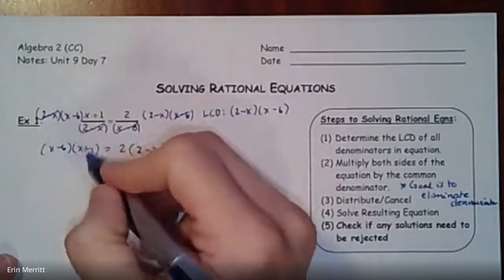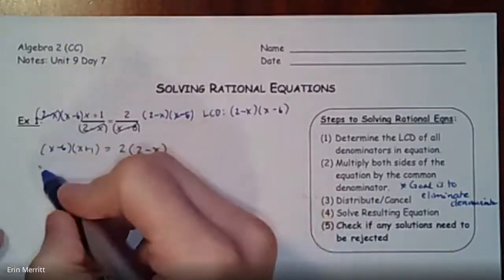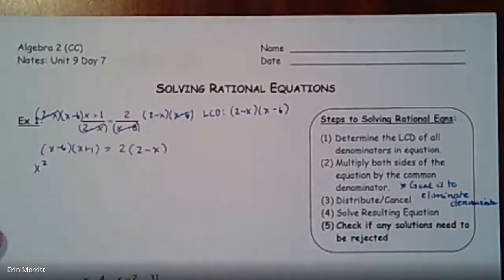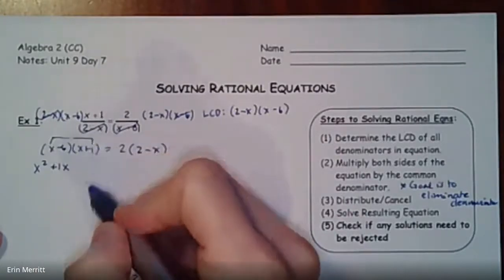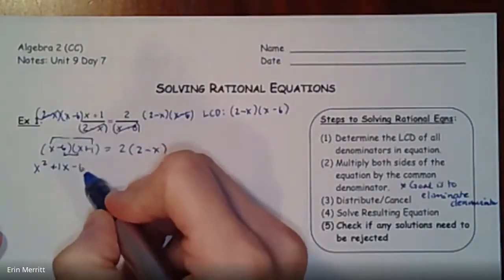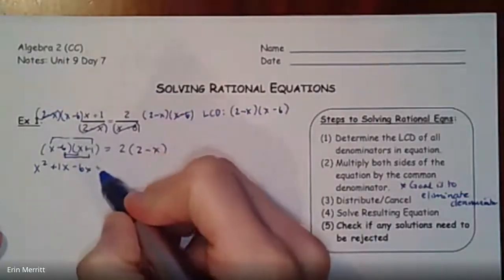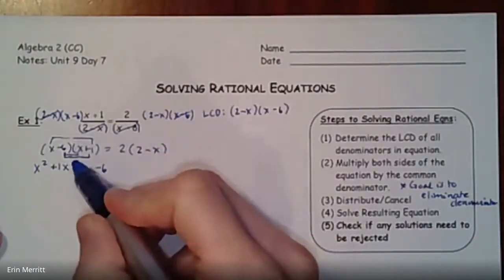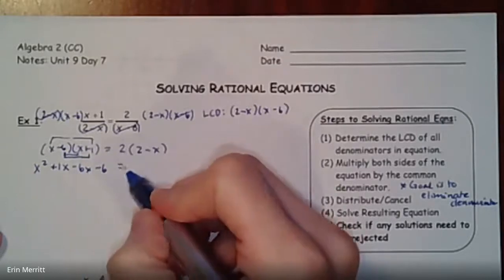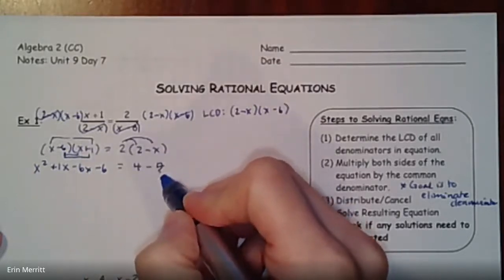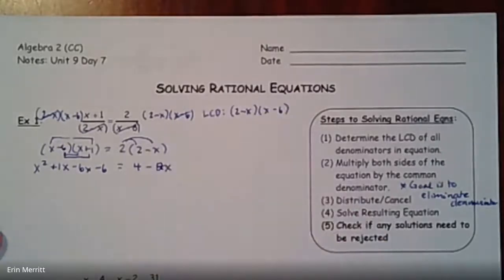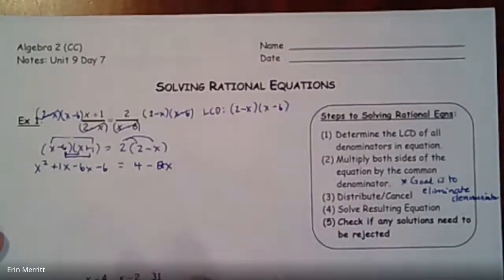All right, we would have to box multiply or FOIL. For the sake of space, I'm going to FOIL it. So first, outsides would give me plus 1x, inside minus 6x, excuse me, and then last is minus 6. Over here, we can distribute. We get 4 minus 2x right there.